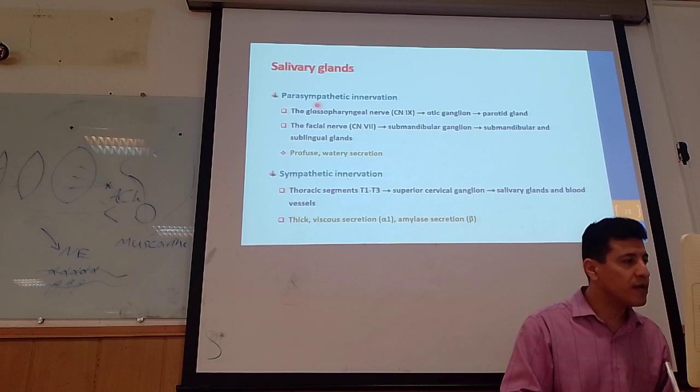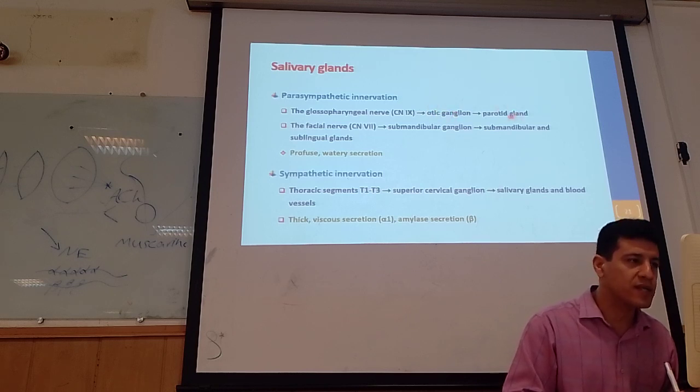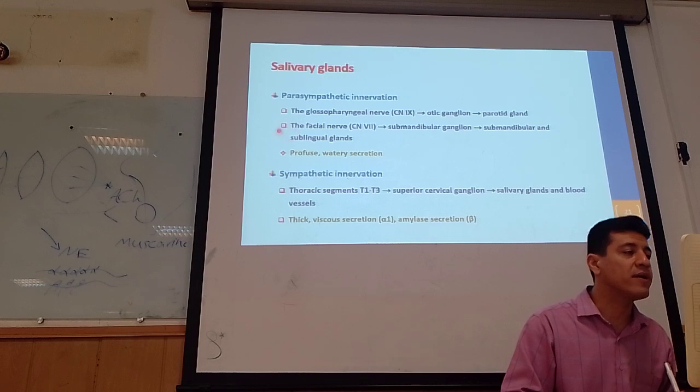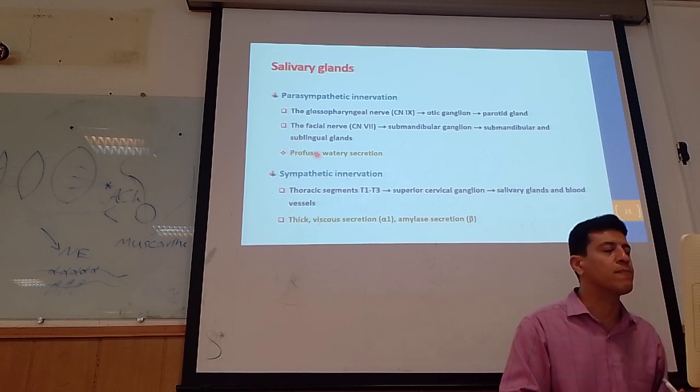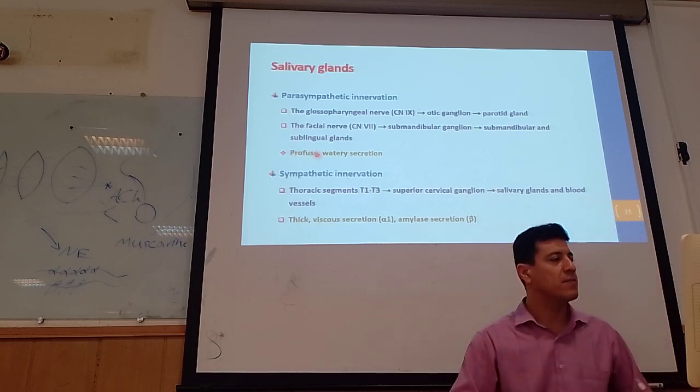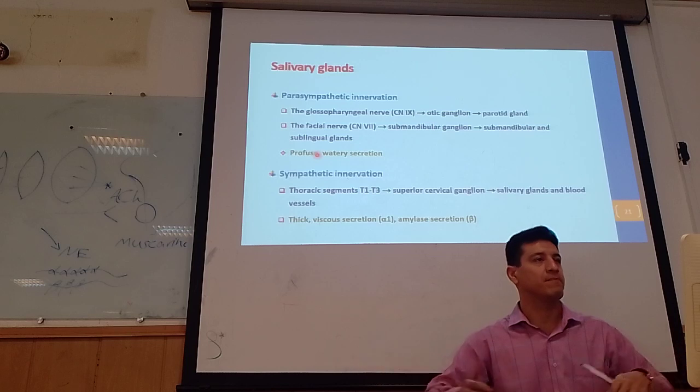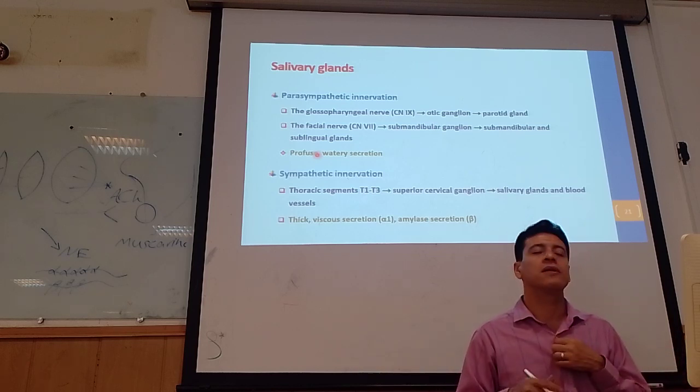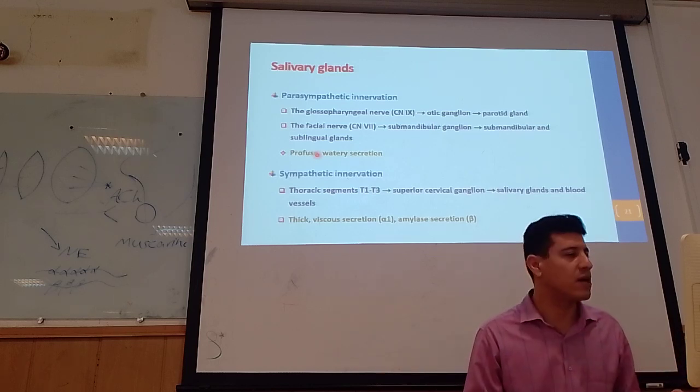So the inferior salivatory nucleus through nerve number 9 goes to the otic ganglion, then to the parotid gland. So it secretes saliva. The superior salivatory nucleus through the facial nerve goes to the submandibular ganglion, then to the submandibular and sublingual glands. So parasympathetic innervation causes profuse secretion. Profuse means plenty, right? So a lot of watery secretion happens in the saliva.